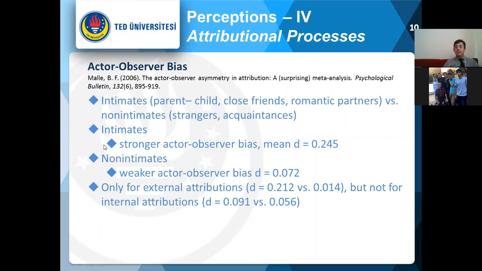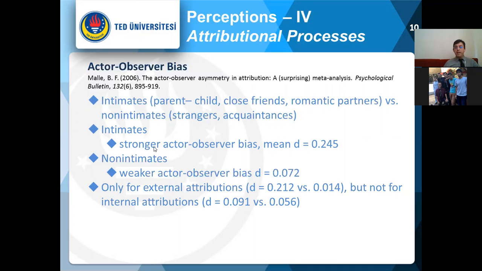And this bias is especially observed for external attributions. So I do something wrong, something unacceptable. I attribute it to situational causes. My partner attributes it to internal causes. Especially making external attributions, explaining the behavior without taking responsibility, with reasons outside oneself, is especially observed between intimate partners. Now, this is a fracture. This is a risk for fracture, kırılma, çatlak, in relationships.